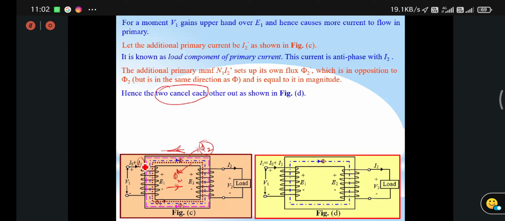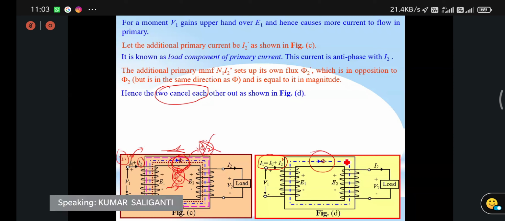So I0 plus I2 dash is nothing but I1. This is the load component of current. But I0 is the no load component of current. So this point is written here, that I1 equals I0 plus I2 dash. But Φ2 dash and Φ2 both cancel each other. The flux Φ will be present here. So the flux here is the main flux.